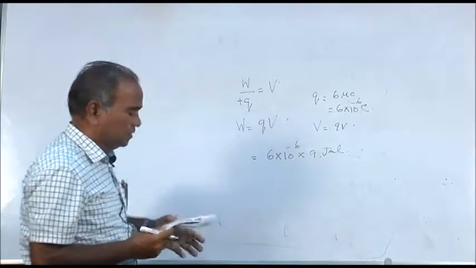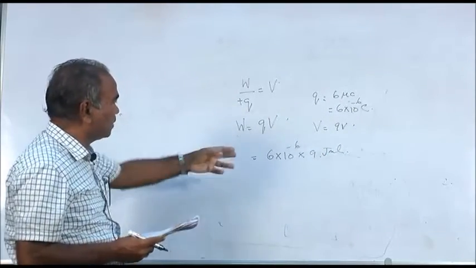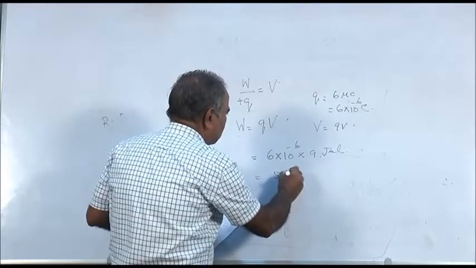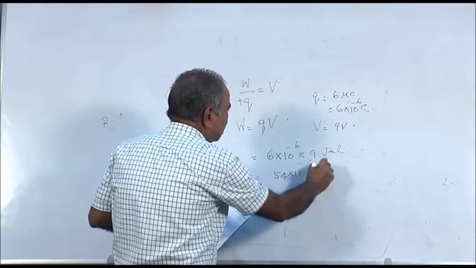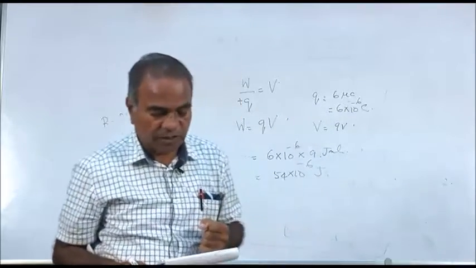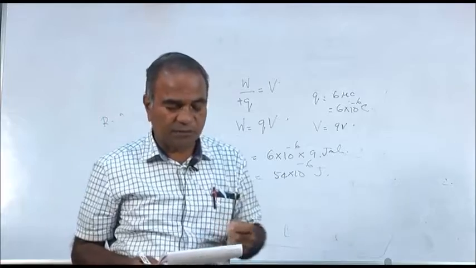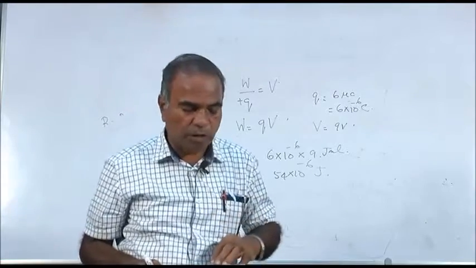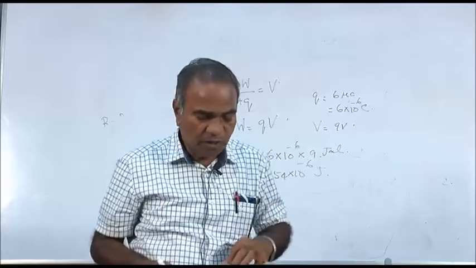So this is the amount of total work done, that is equal to 54 into 10 to the minus 6 joules. So this much work will be done when this 6 microcoulomb charge is brought from the negative terminal to the positive terminal of a battery having a potential difference of 9 volts.